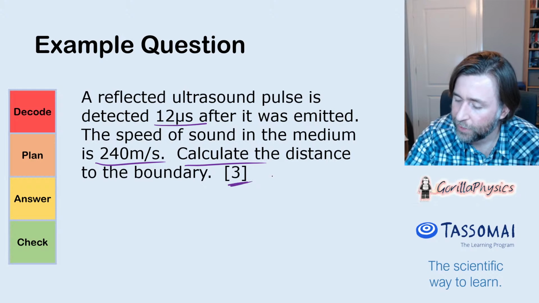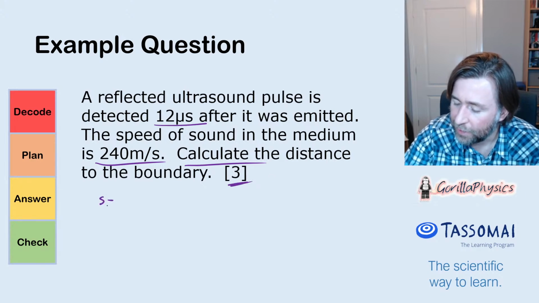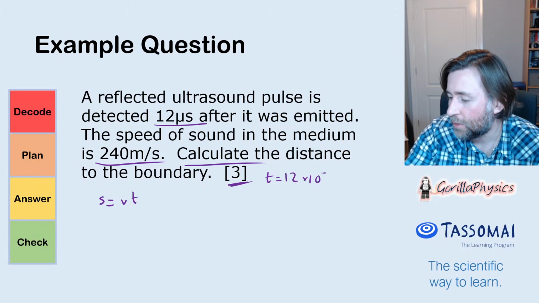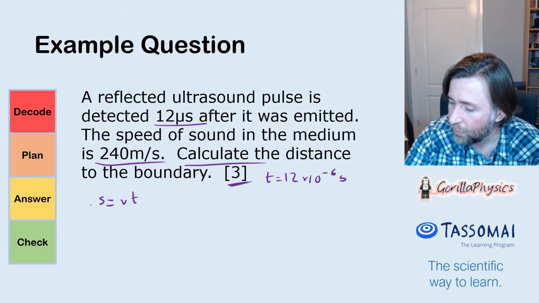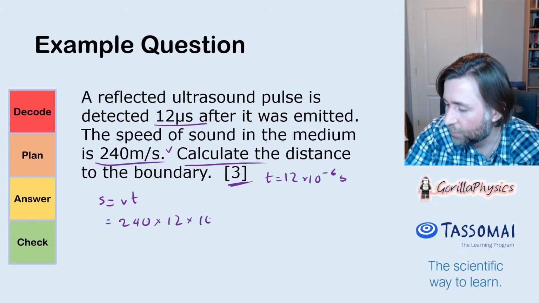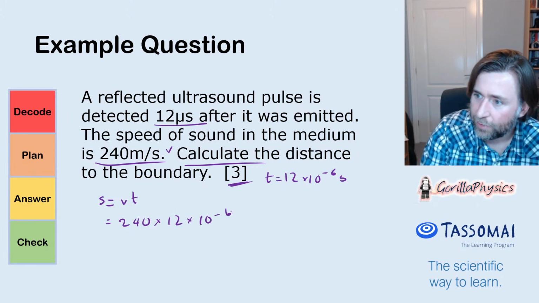3 marks. So here we start with distance is speed times time. The time is 12 microseconds, so let's go ahead and convert that before we do anything. That's 12 times 10 to the minus 6 seconds. The speed is 240, that's fine. So now we can substitute numbers in. 240 times 12 times 10 to the minus 6. Go ahead and calculate that.